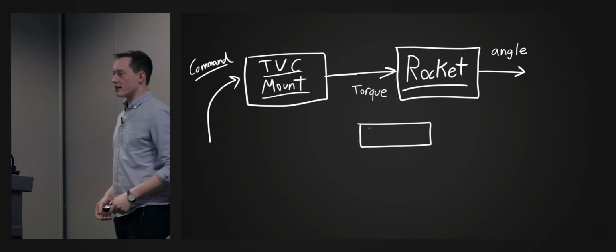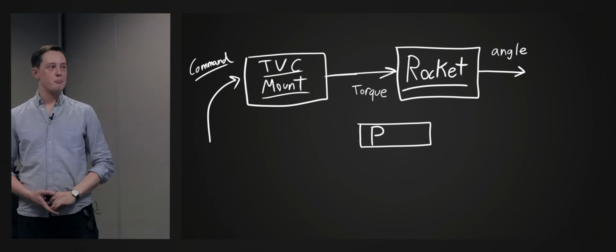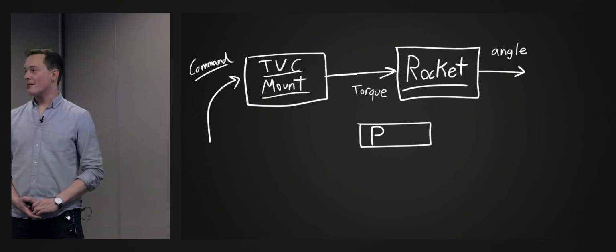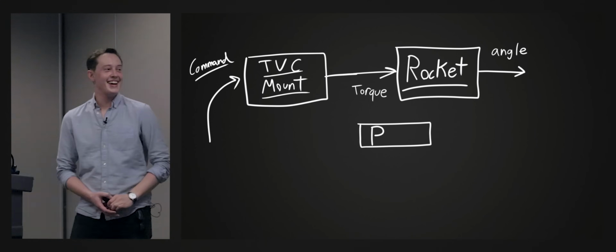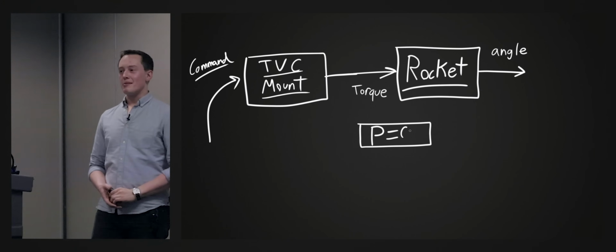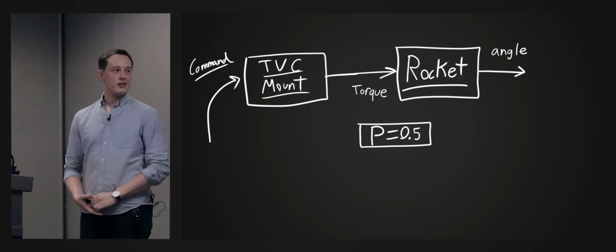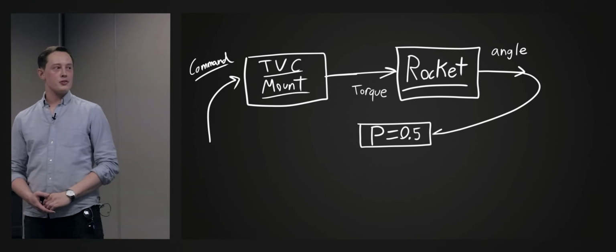Let's take this line out, and I'm going to draw another box. We're going to call this box P. Don't worry about what it stands for. I'm sure it's nothing. That P box is just going to be a multiplier of whatever comes into it. And that multiplier is going to be 0.5.